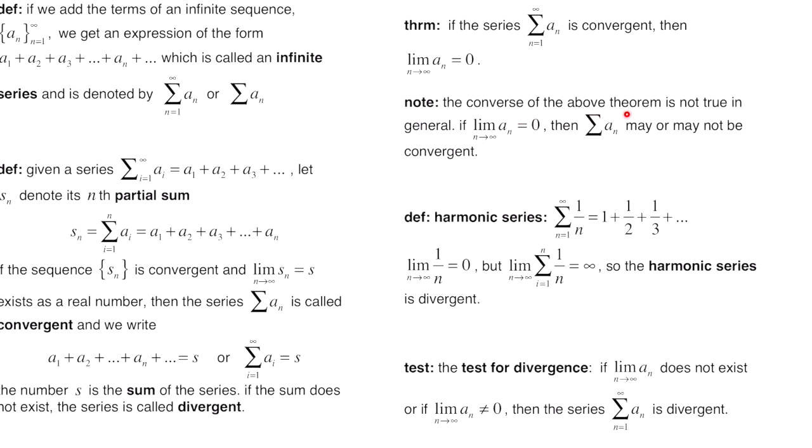And here we have a note. It says the converse of the above theorem is not true in general. So if you have the limit as n goes to infinity of a sub n equals 0, then the original series may or may not be convergent.